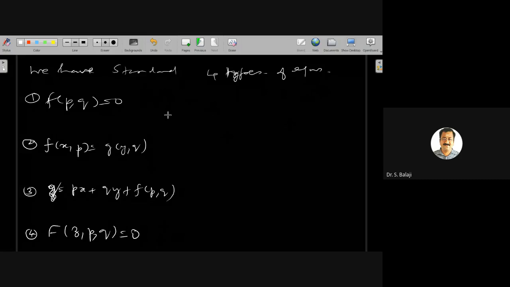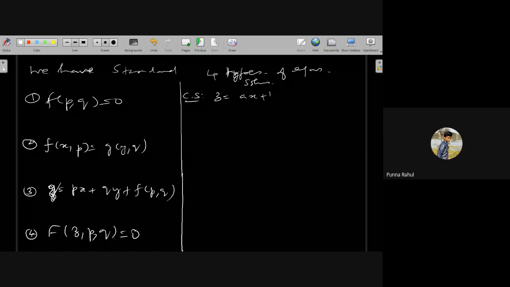When you discuss the solution of this type of equation, how can you determine the complete solution? The complete solution is z equal to ax plus by plus c, where a and b satisfy f of a, b equal to 0. Therefore, we can write b in terms of a.